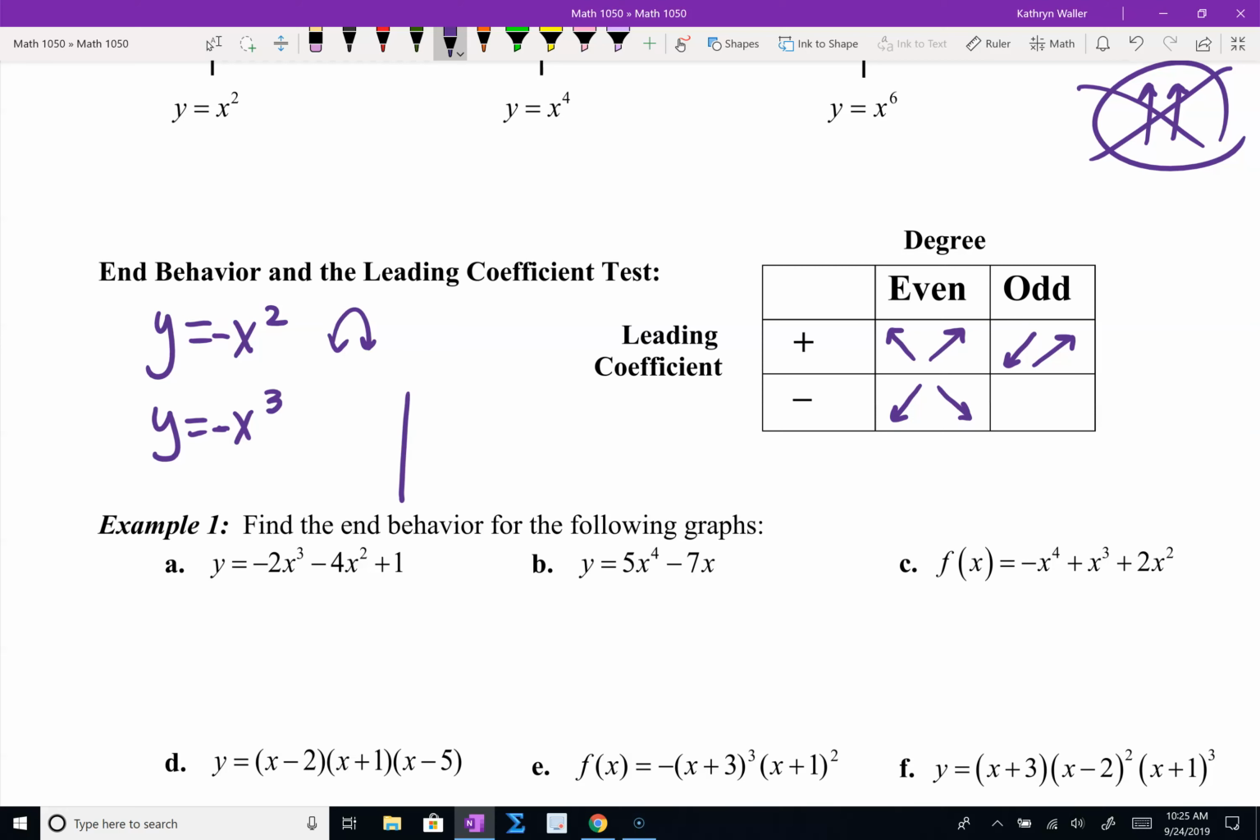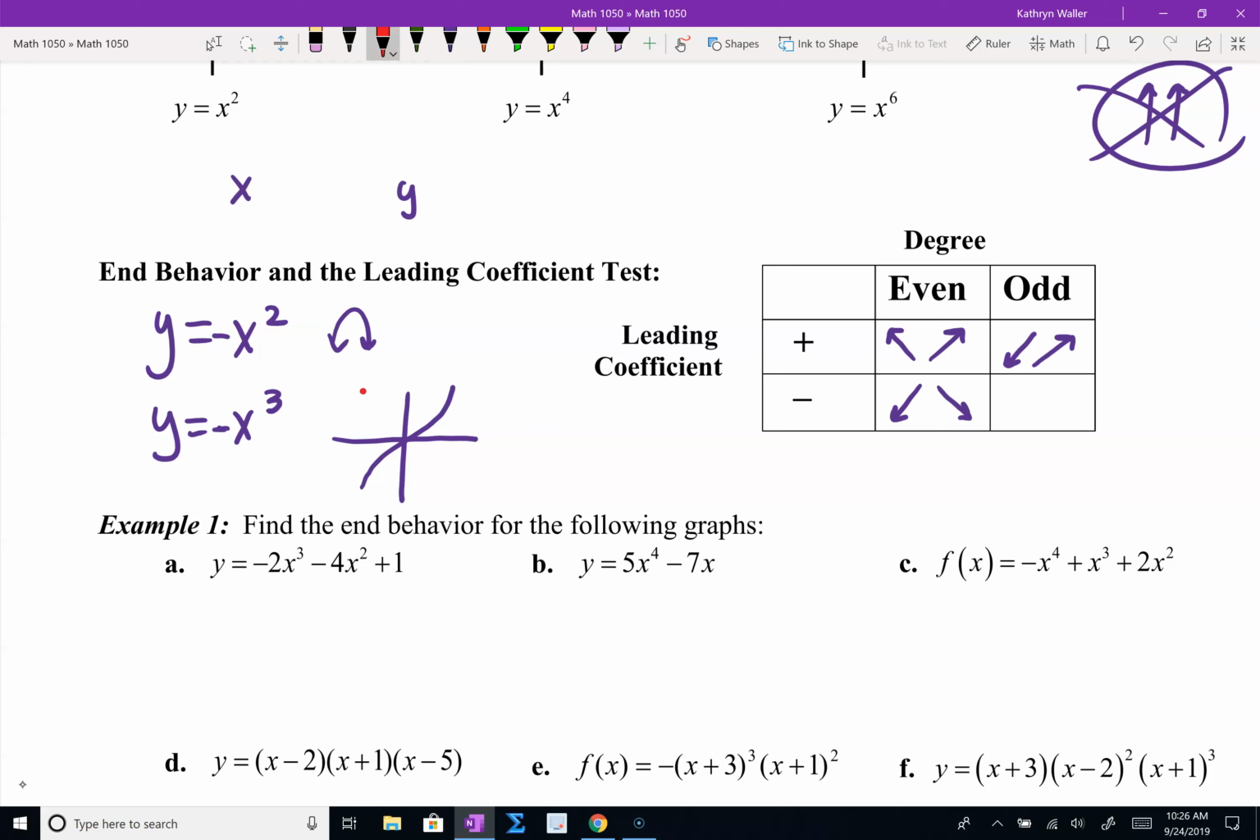X or Y? X. It is X. You know how you know it's an X? Because the negative comes first. Remember that lesson you had to watch on your own? Alphabetically, X comes first. So if the negative comes first, it's an X reflection, okay?